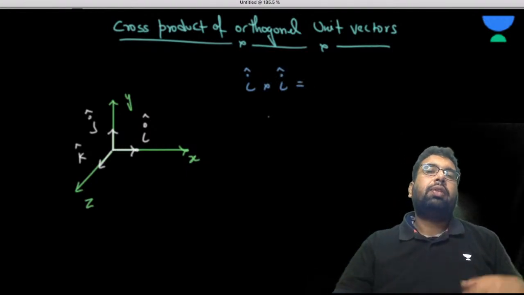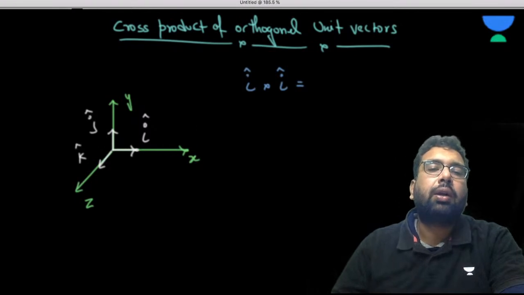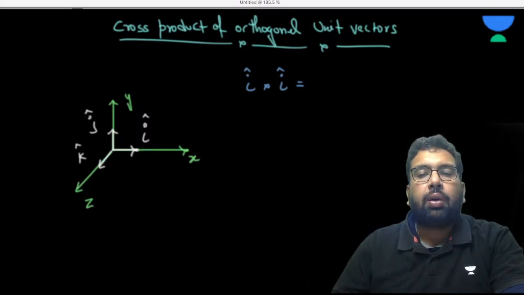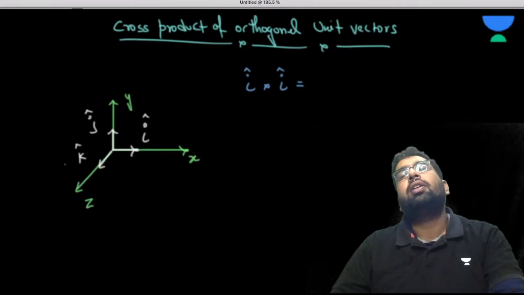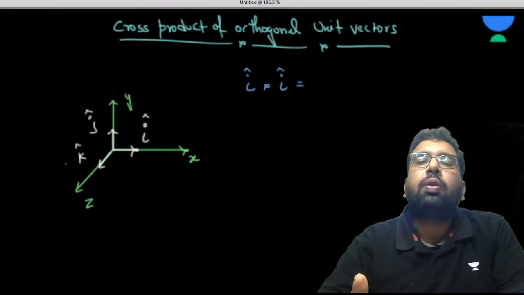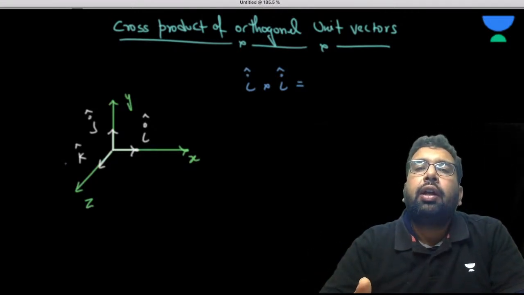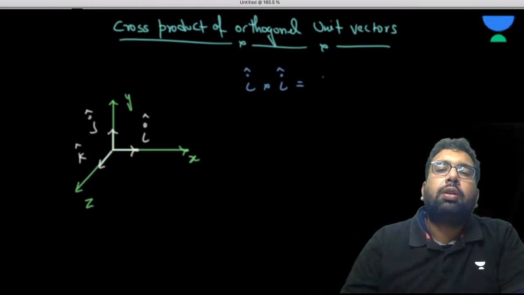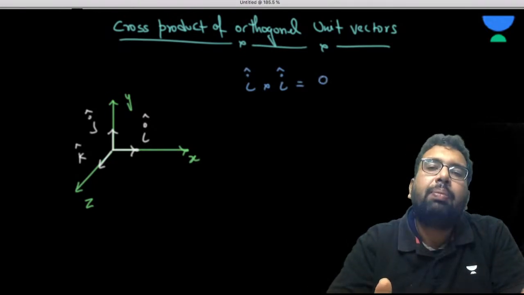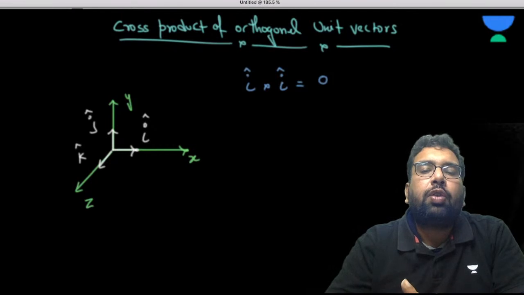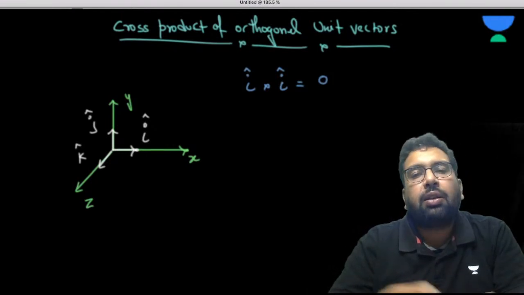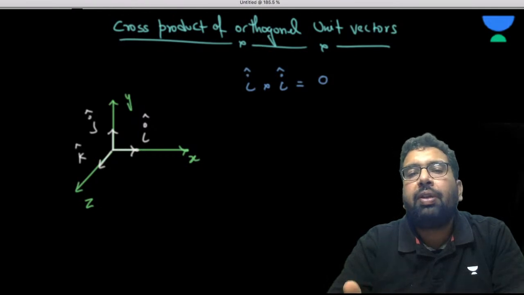So what we have learned: the cross product of a vector with itself is going to be zero. See, what is the angle a vector makes with itself? Obviously, it is going to make 0 degrees, and sine theta is equal to 0. So simply we can write i cap cross i cap is equal to 0.